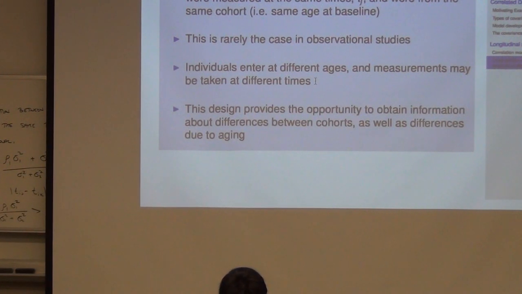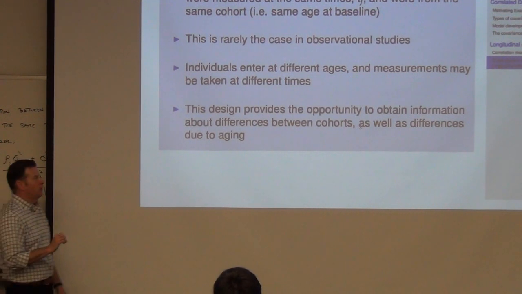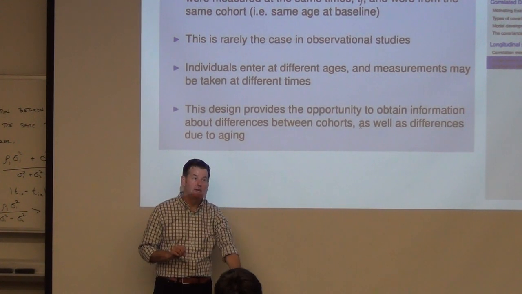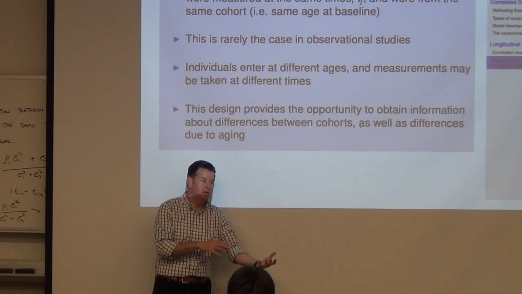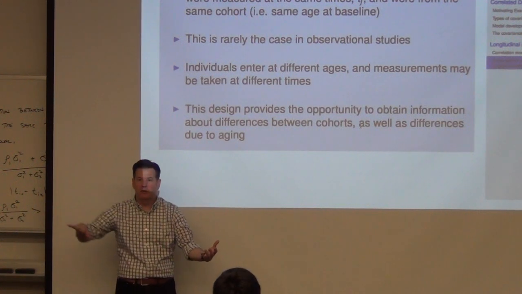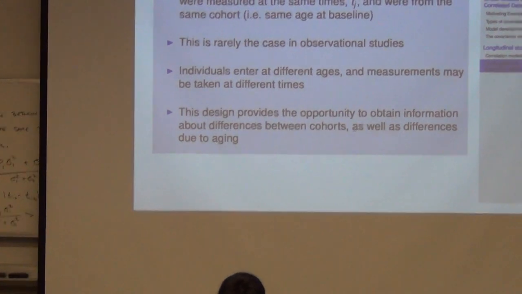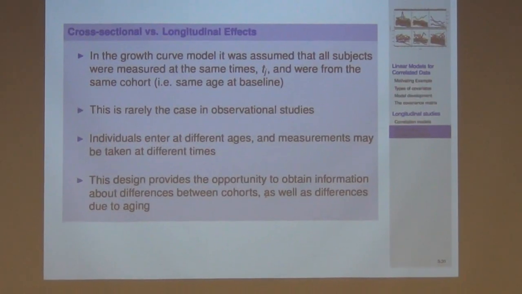Okay? Well, those types of designs really give us opportunity, and they allow us to think about what is the cross-sectional effect of aging, in my example, on FEV versus the within-subject cohort effect, or within-subject time effect, that's due to aging in that process.